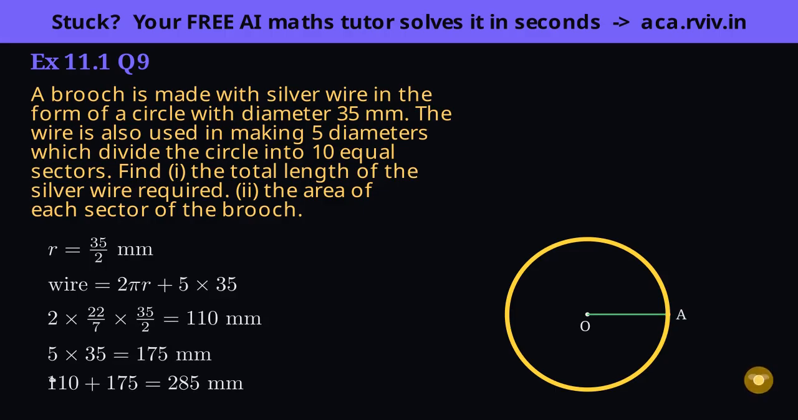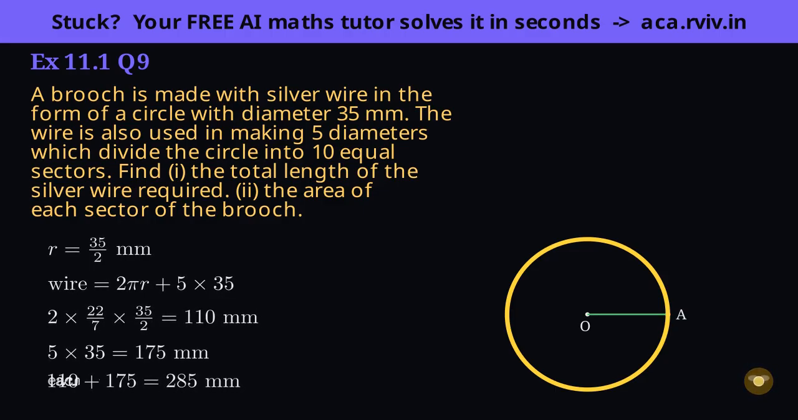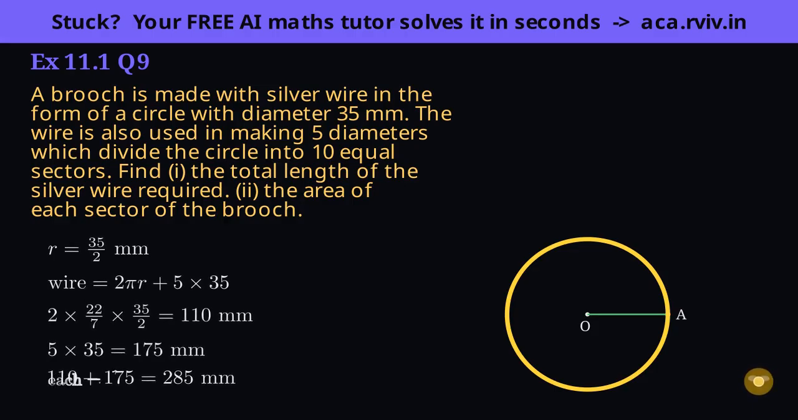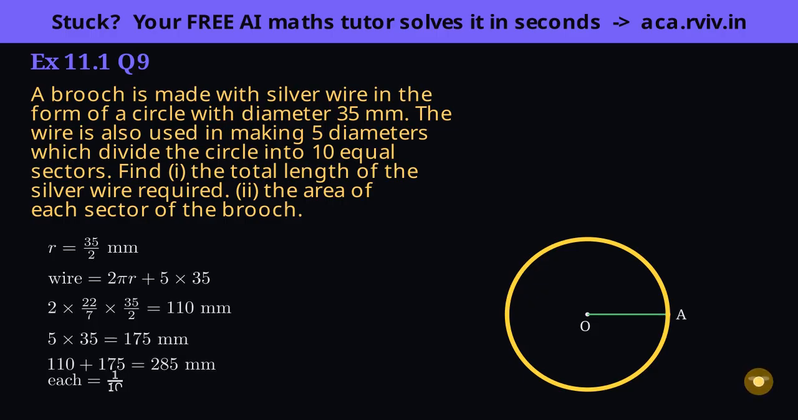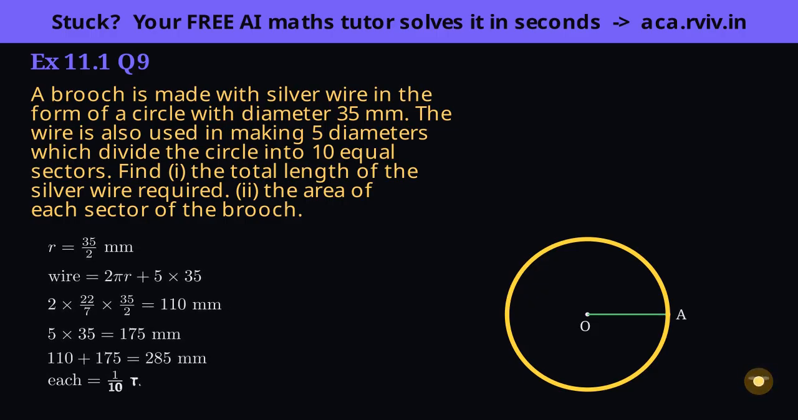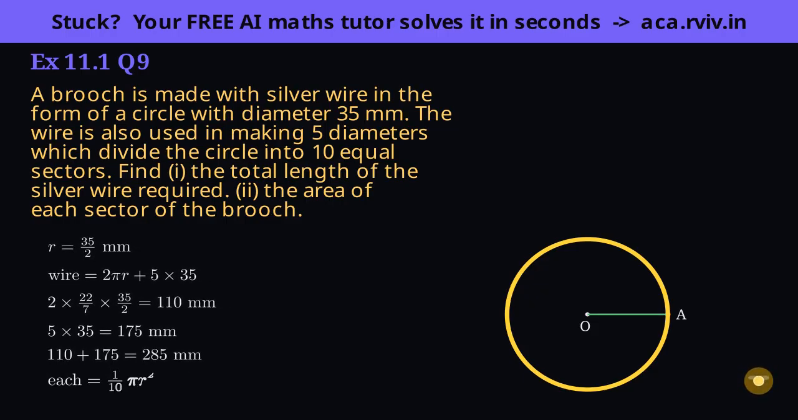Part 2 asks for one sector's area. The 5 diameters cut the circle into 10 equal slices. 5 lines through the center make 10 sectors, so each slice is exactly 1/10 of the whole circle's area. No angle needed. Equal sharing does the work.